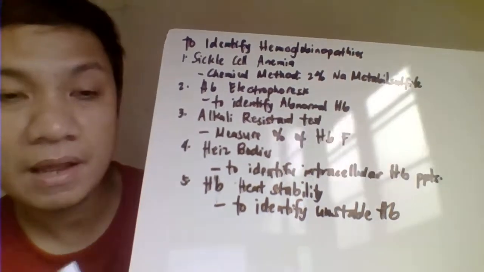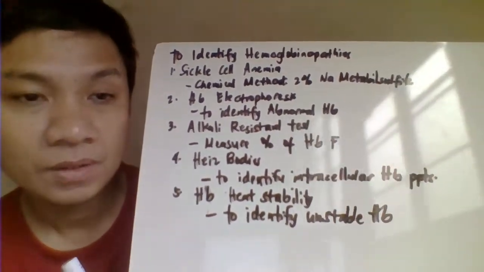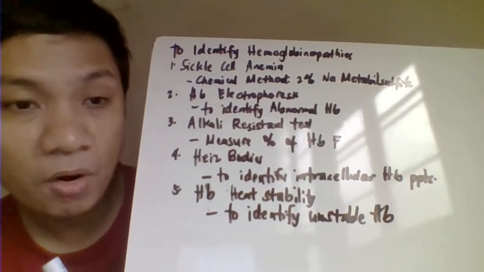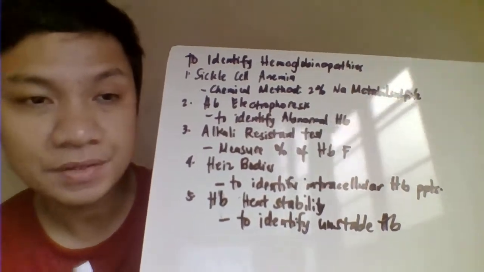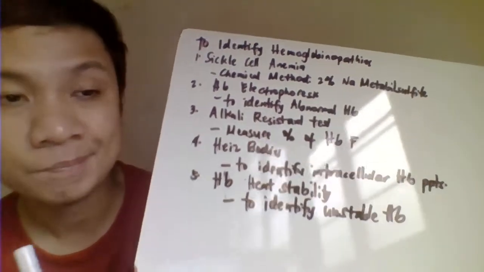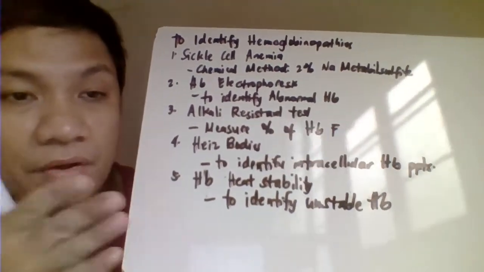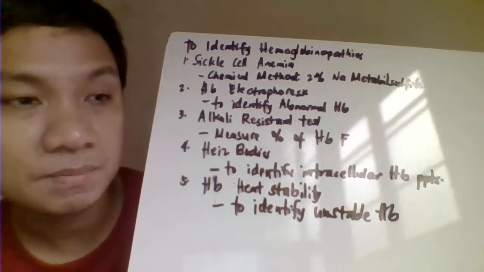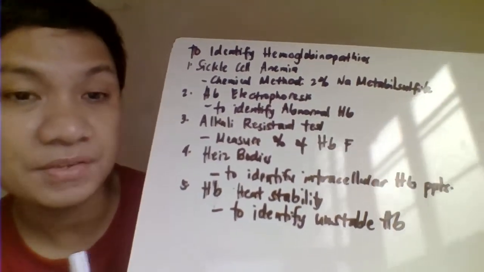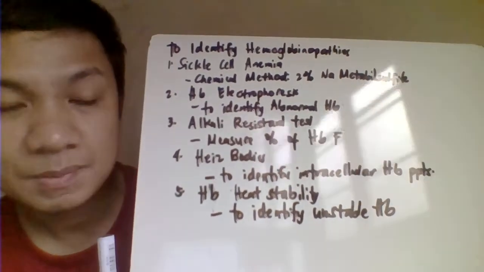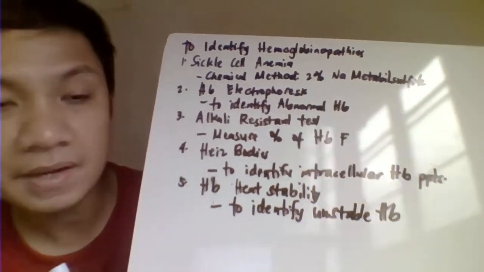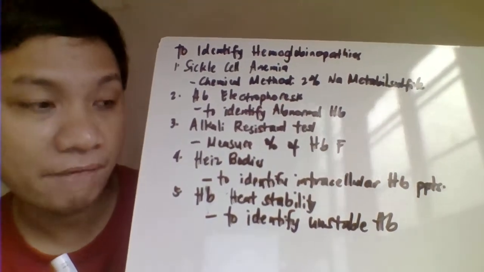Okay, another one, hemoglobin electrophoresis will help you identify specific hemoglobins. So, an increased concentration of that will identify the specific hemoglobinopathies. Like for example, if you have an increased hemoglobin S, or hemoglobin C, that will help you identify each of your abnormal hemoglobins, specifically identifying them by your electrophoresis. Alkali resistant test is for hemoglobin F.